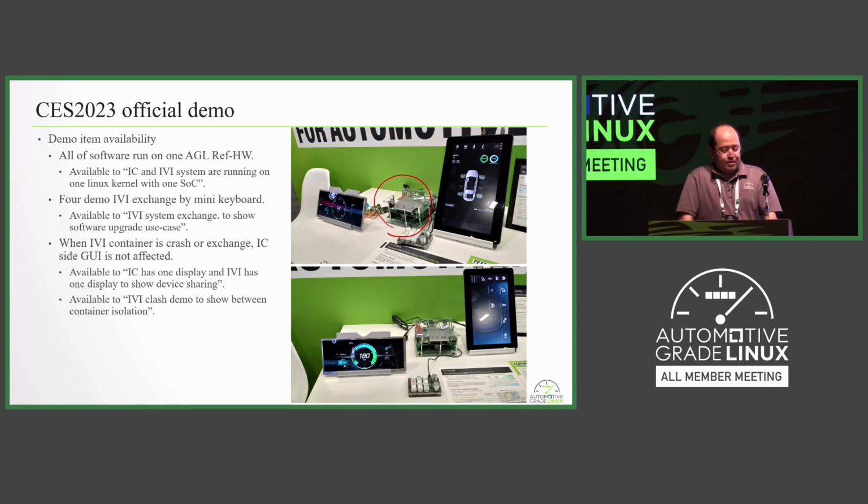For the demo, IVI exchange is done by this mini keyboard. This topic is available for IVI system exchange to show the software upgrade use case. When the IVI container crashes or is exchanged, the IC side GUI is not affected. So it shows the use case where IC has one display and IVI has one display device, sharing. And the IVI crash demo shows the container isolation. It is available for this demo topic.